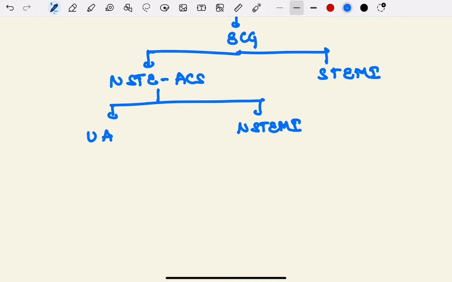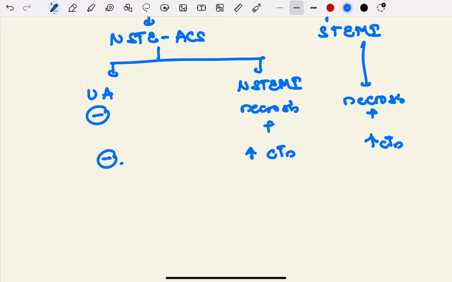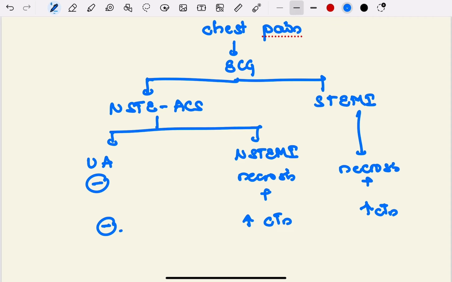Whenever the word infarction comes, there is myocardial necrosis. Necrosis is present in STEMI, and necrosis is present in non-STEMI also, but in unstable angina, there is no necrosis. Where there is necrosis, there is elevation of cardiac biomarkers, that is, cardiac troponins are elevated, but here it is absent. This is how you diagnose a case of unstable angina, non-STEMI and STEMI. In STEMI, there will be ST elevation. Obviously, the word itself contains ST elevation.